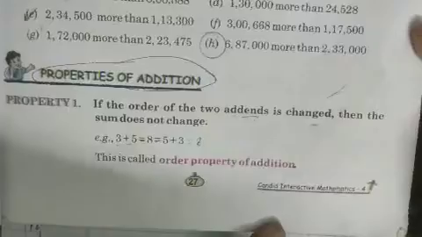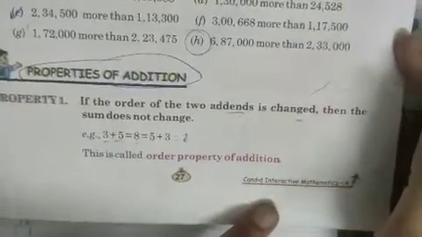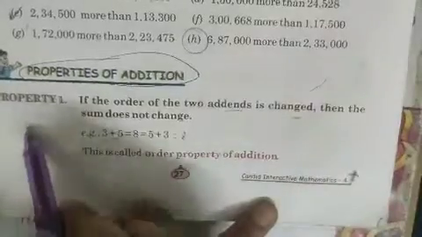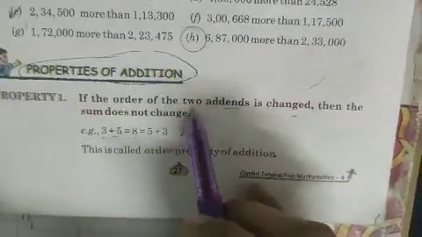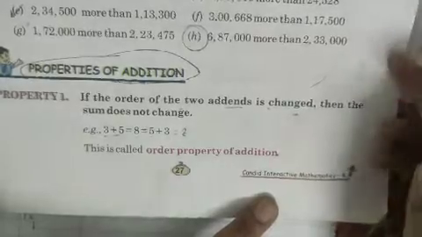Today we will start exercise 2.3, that is properties of addition. Here we have three properties in this lesson. The property number 1 is: if the order of the two addends is changed, then the sum does not change.